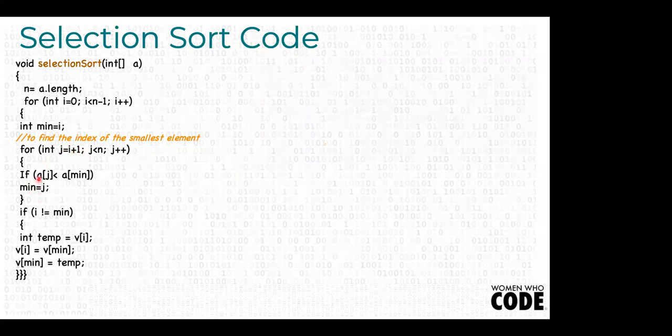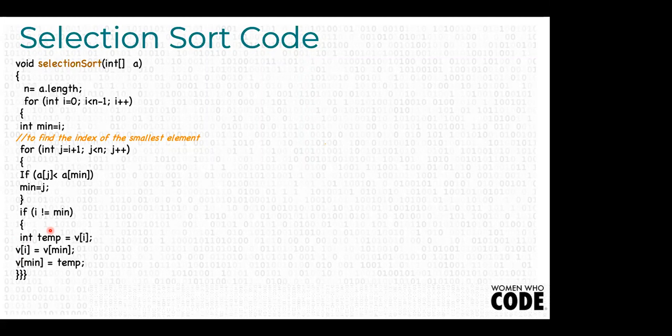And here, this code is to find the minimum index. If A of j is less than A of min, then you update the min index. So this would give us the minimum index each time. And then finally, here is the step to swap the elements if it's not equal. That's about selection sort.